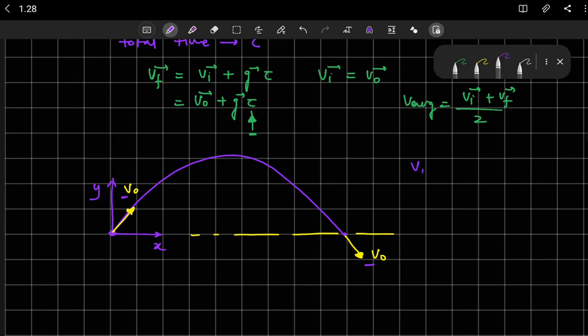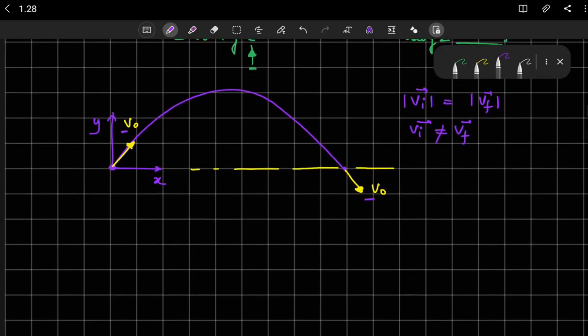So we can write that the magnitude of the initial velocity vector is equal to the magnitude of the final velocity vector, but the initial velocity vector is not equal to the final velocity vector because both the directions are different. So if we write the final velocity vector equal to the initial velocity vector plus acceleration vector into time, we have to find out such equations where we have the scalar quantity of both the final velocity and the initial velocity.